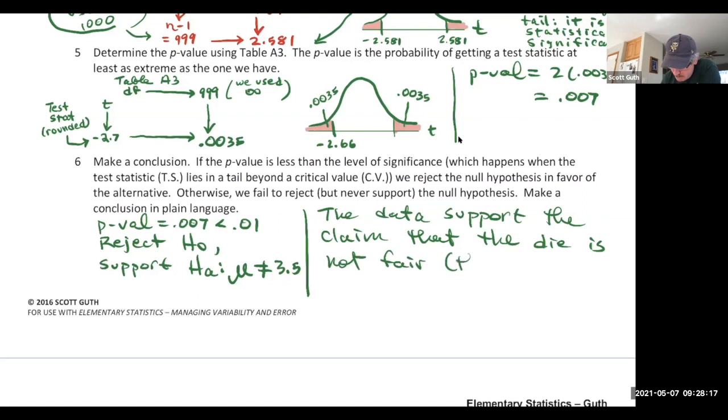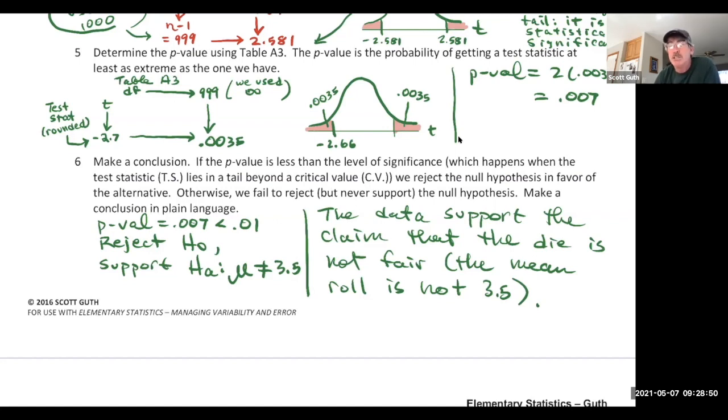that the die is not fair, which means the mean roll is not 3.5. You have to remember, you wouldn't have gotten exactly 3.5 on a sample mean. Just because it doesn't come out at 3.5 doesn't mean the die is not fair. It's going to be different. So the question is, how different is it?